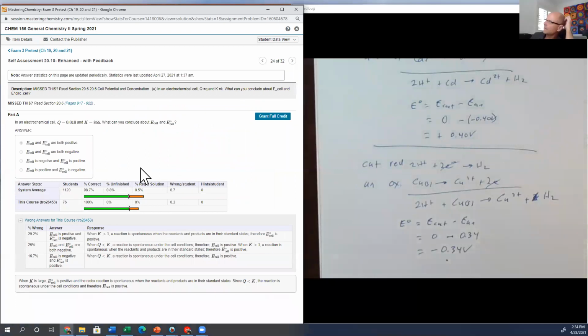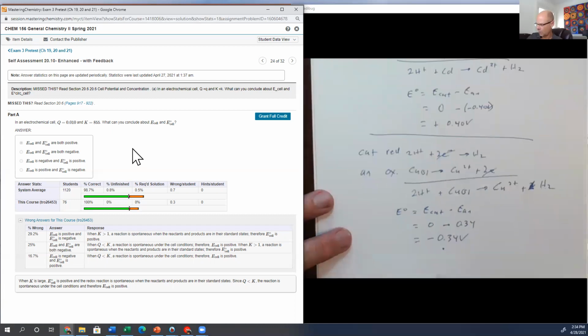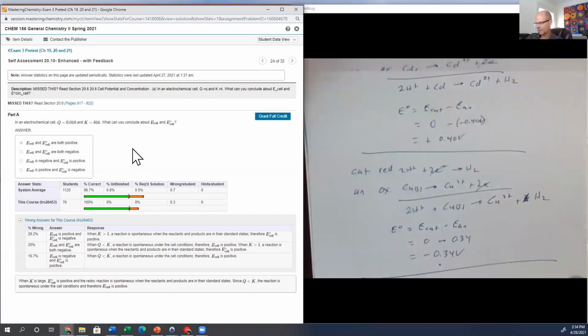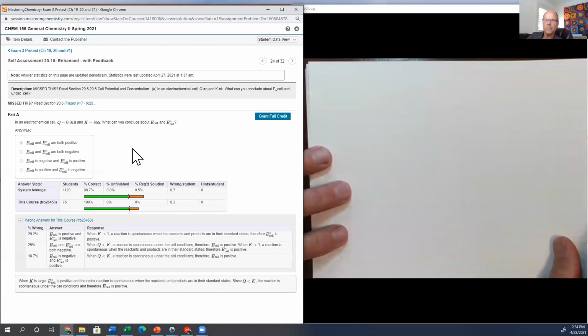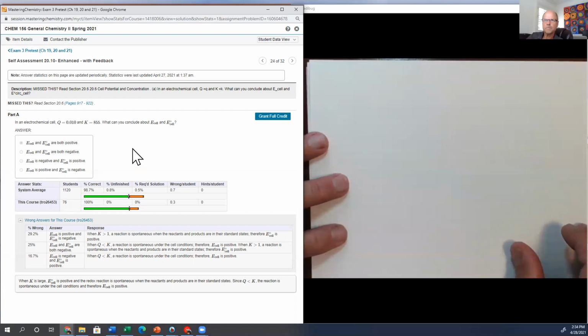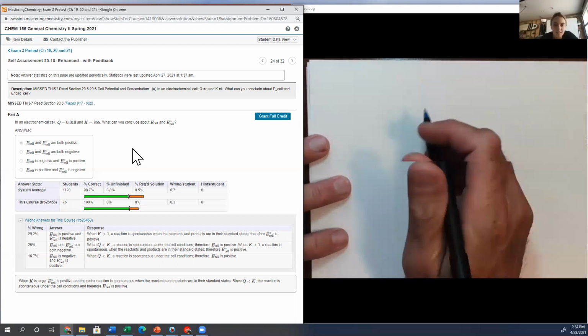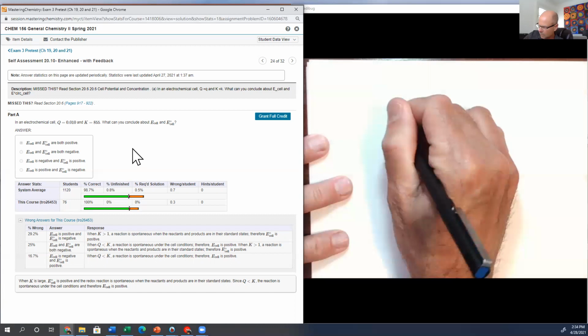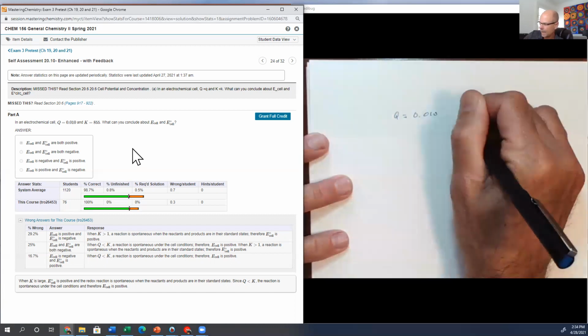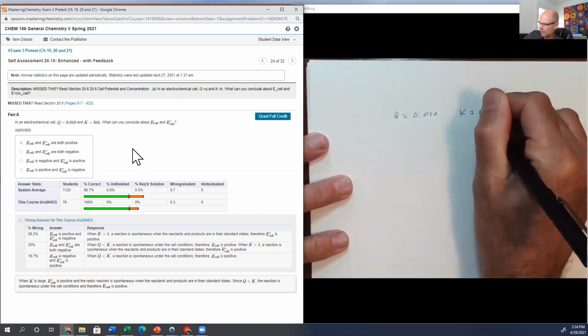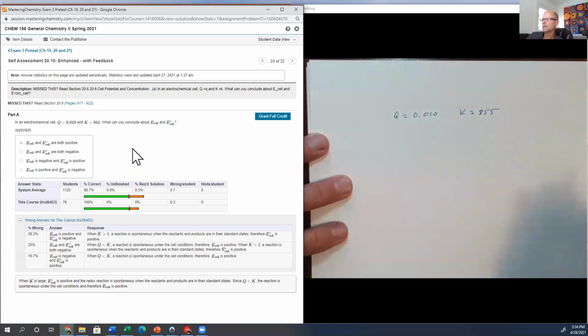Oh, great. This is a great kind of question. So you know that for this electrochemical cell, is this the right problem, Sophia? Yeah. You know that Q is equal to 0.010 and K is equal to 855. So what can you conclude about E cell and E naught cell?